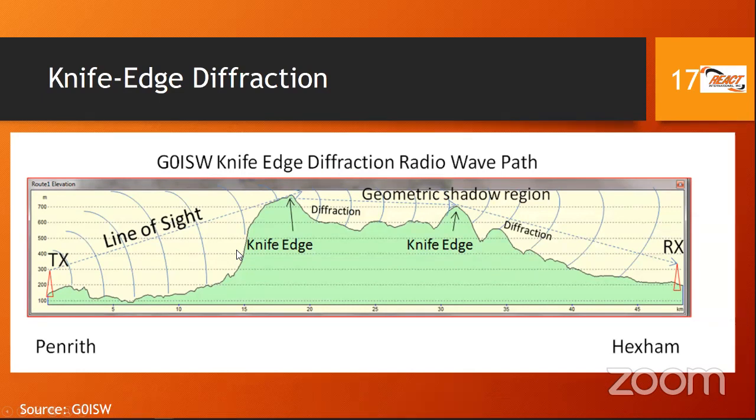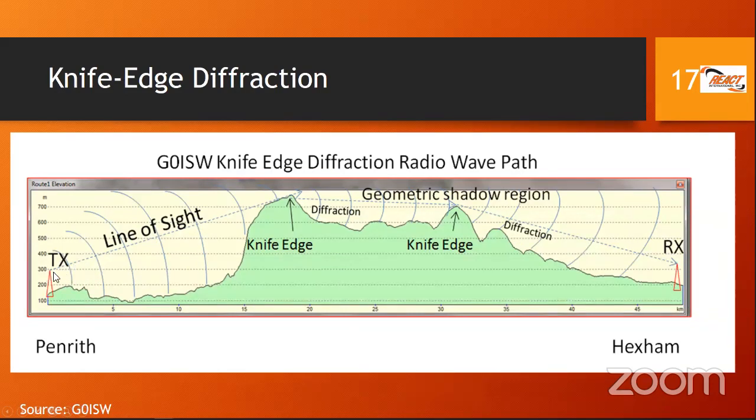Another term that we'll come across shortly when we go into the material is knife edge diffraction. So if you are transmitting from one location and you are trying to get your signal to another location, notice that line of sight isn't possible, right? The signal will not be able to have a line of sight from the transmitter to the receiver.